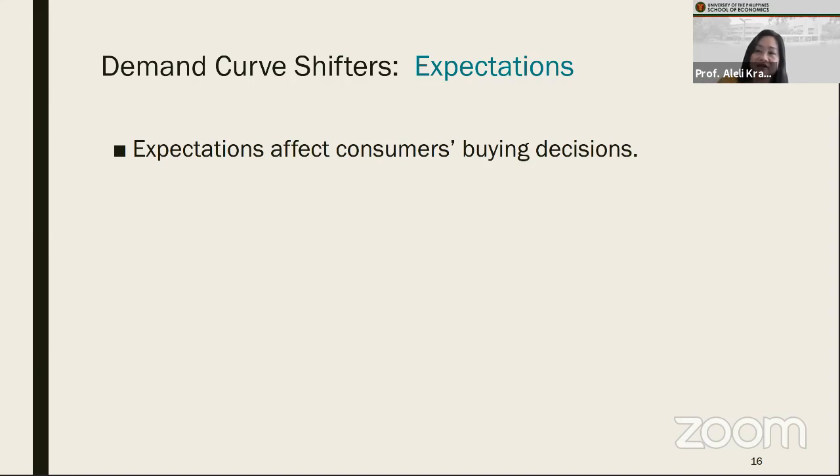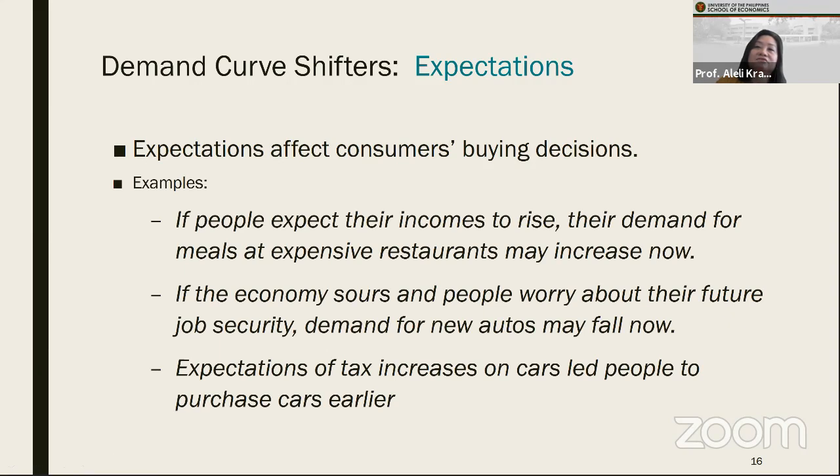However, of course, if they're expecting some gains, then people may instead increase their consumption now in anticipation of such gains. If people expect their incomes to rise, for instance, then they will already base their consumption on that expected increase in income. So their demand for meals at expensive restaurants may increase now. If the economy worsens and people worry about their future job security, then their demand for new cars may fall now.